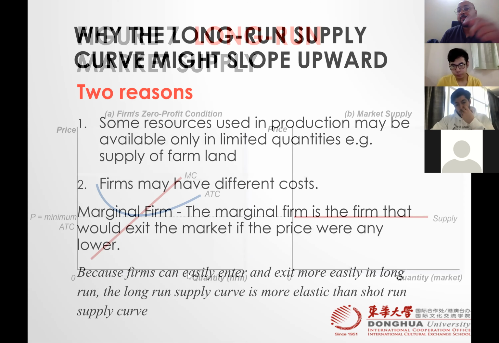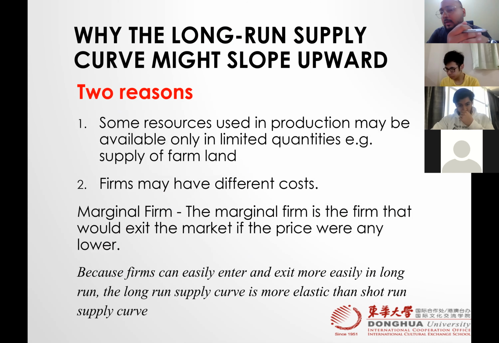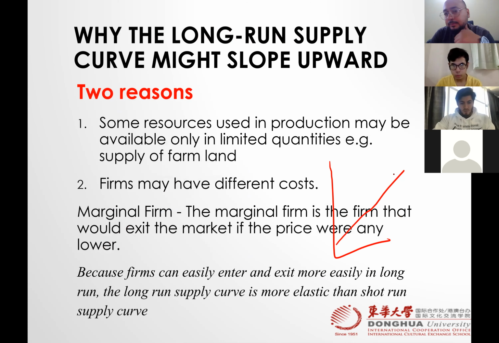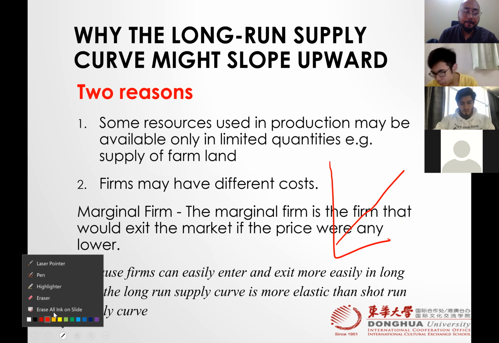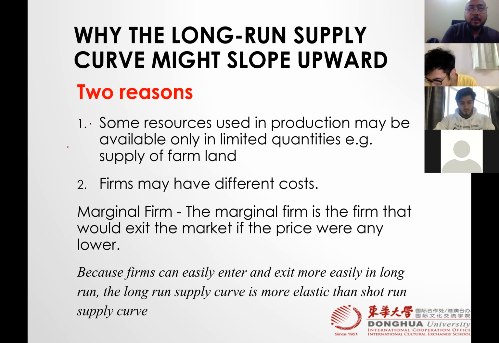Research has shown that in some industries the long run supply curve is upward sloping. There are two reasons for that. Number one, some resources used in production may be available only in limited quantities. For example, the supply of farmlands. When we have a limited supply, then we see the long run supply curve is upward sloping.